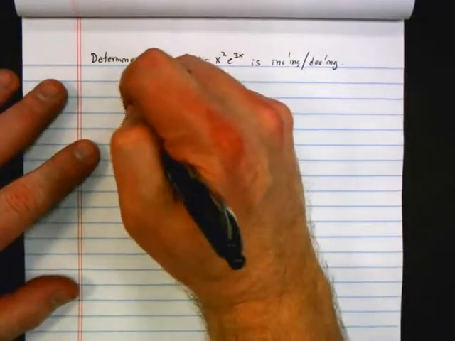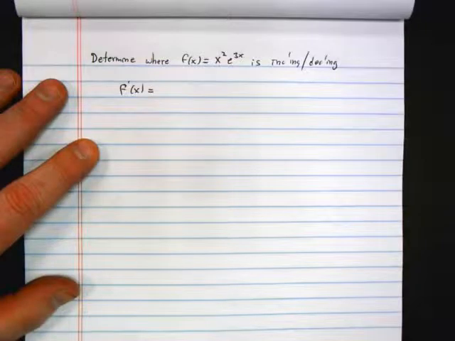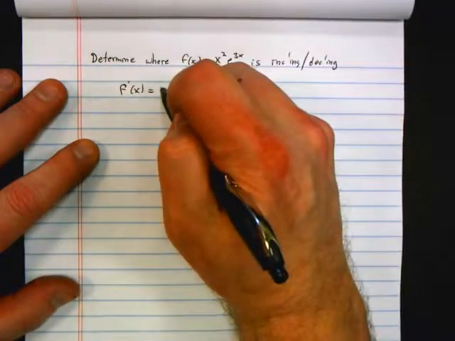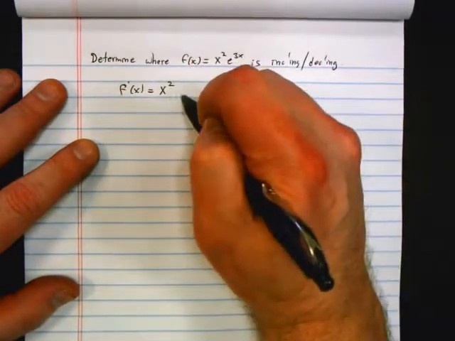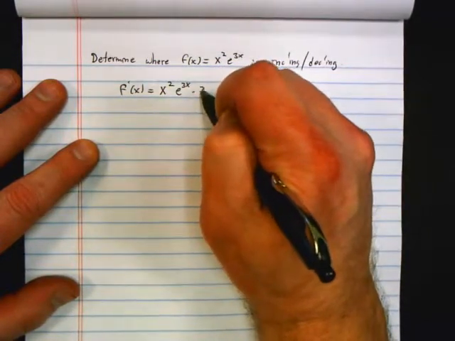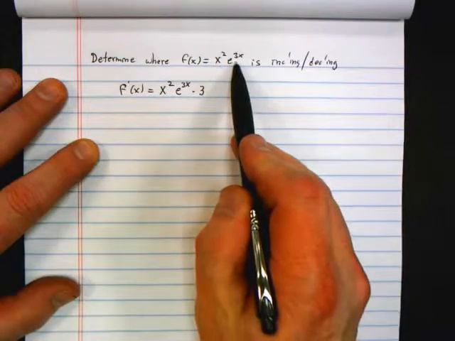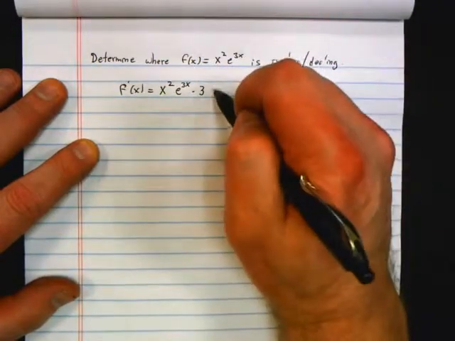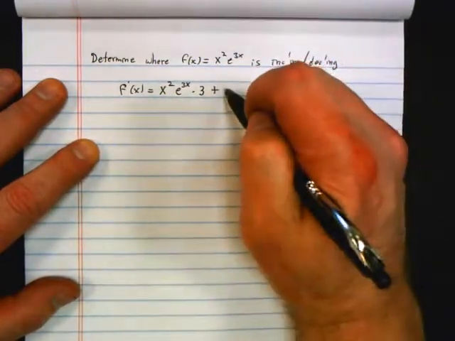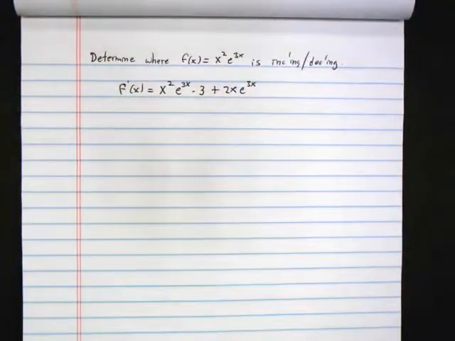F prime of x is x squared times 3e to the 3x. I wrote it as e to the 3x times 3, same thing. So I left the first one alone, that's x squared. I took the derivative of e to the 3x, plus 2x e to the 3x, because that time I have to take the derivative of x squared, and then I leave the e to the 3x alone.